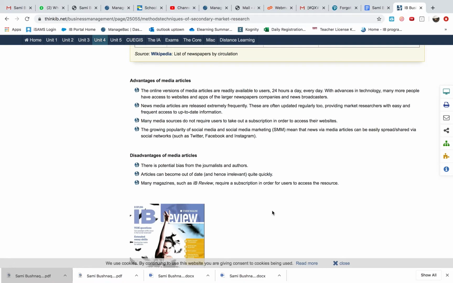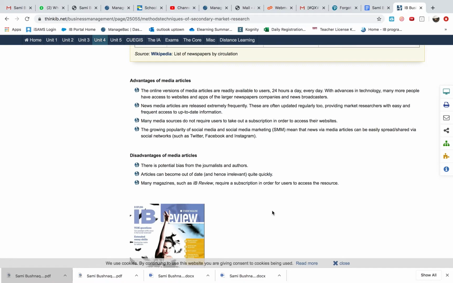The online versions of media articles are readily available to users 24 hours a day, every day. Technology is getting way better, so people can access websites, apps. A lot of the larger newspaper companies and news broadcasters are providing that. News media articles are released extremely frequently. They're often updated regularly too, so you can get a lot of up-to-date information. Market researchers can easily and frequently access that up-to-date info. Many media sources don't require users to take out a subscription to get their online websites. They just spam you with online ads.